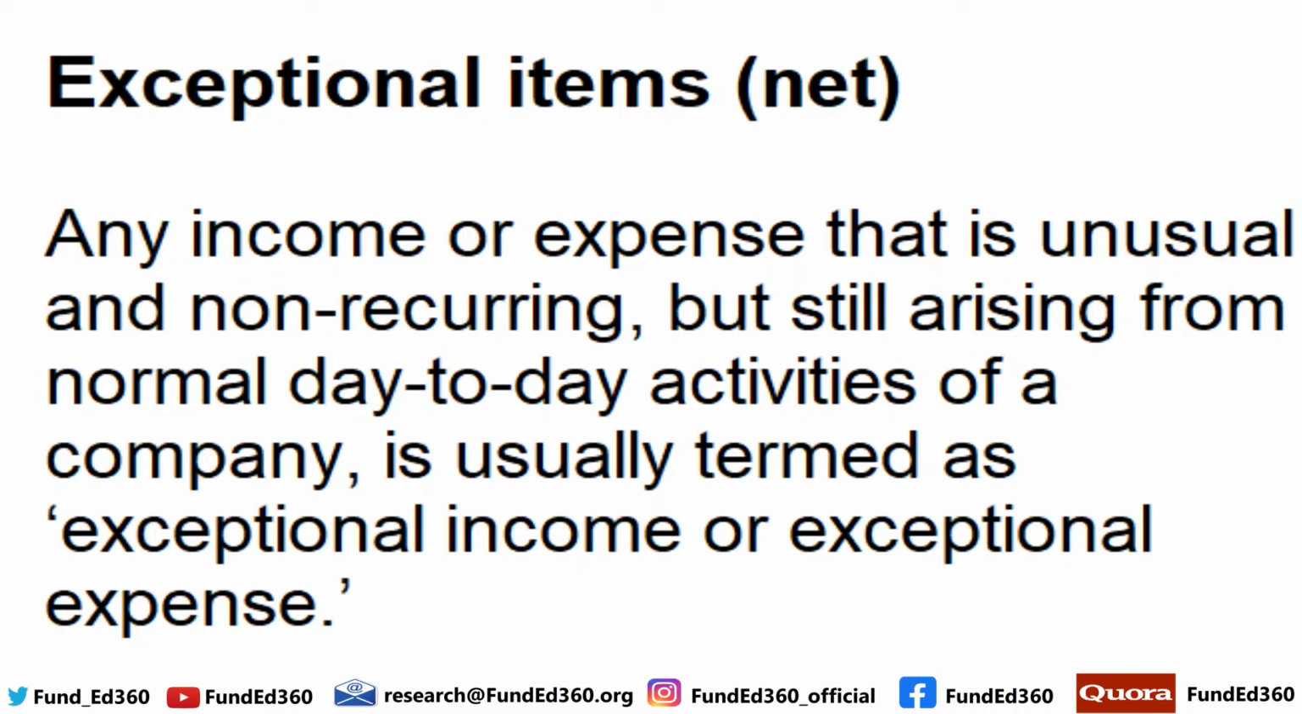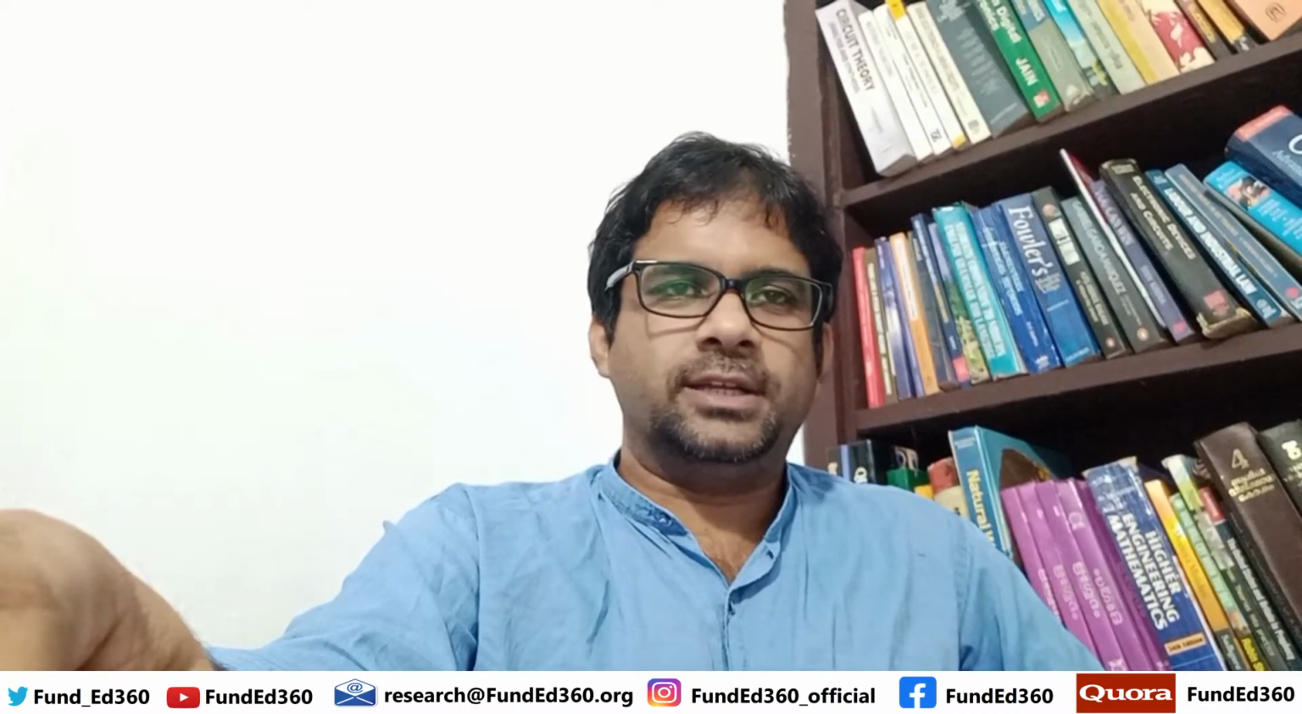Another thing is the exceptional items, net. Any income or expense that is unusual or non-recurring, that means non-repetitive, but still arising from the normal day-to-day activities of the company, is usually called exceptional income or exceptional expense. All the exceptional income and exceptional expenses incurred by a company are netted off. So this net amount is then adjusted against the line item profit before exceptional items and tax.